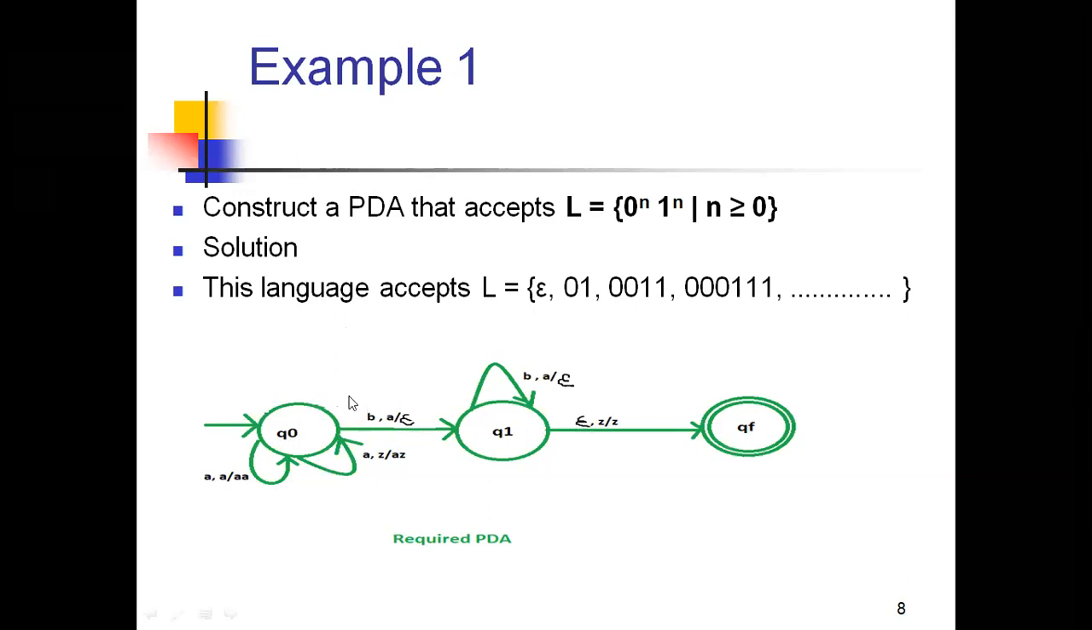With 0 and 1, Q naught on 0 goes to Q1, and Q1 with 1 goes to QF. So these are reachable states. That means we're generating the string 0 1 from the starting state itself. If I need more zeros and more ones, in between I am using self loops of this.